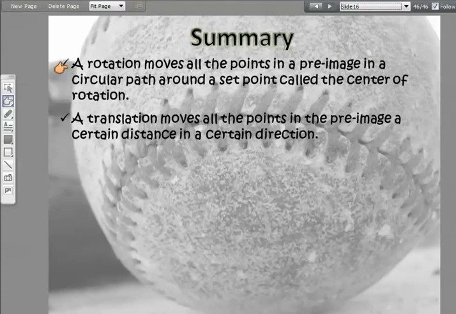Now, to summarize what we've talked about, a rotation moves all the points in a pre-image in a circular path around a set point called the center of rotation. And a translation moves all the points in the pre-image a certain distance in a certain direction. Okay, and I showed you some pretty good examples of both of those.